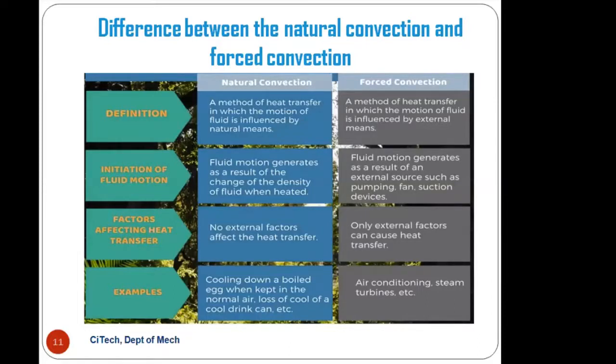So in natural convection, I think you come to know that heat transfer is very less as compared to forced convection, understand? Why? Because H is more in forced convection. Understand? Okay? You can write: in natural convection, heat transfer is less. In forced convection, heat transfer is more.